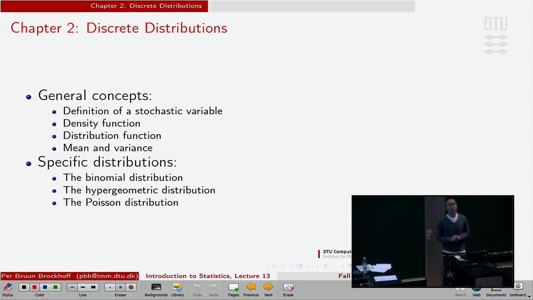What did we learn? Discrete distributions. Definition of a stochastic variable. We use the capital X. We distinguish the stochastic variables, the random variables, from the observed ones. We talk about random systems, randomness. For instance, in this discrete world, the binomial distribution that we've probably all met before we came to this course.